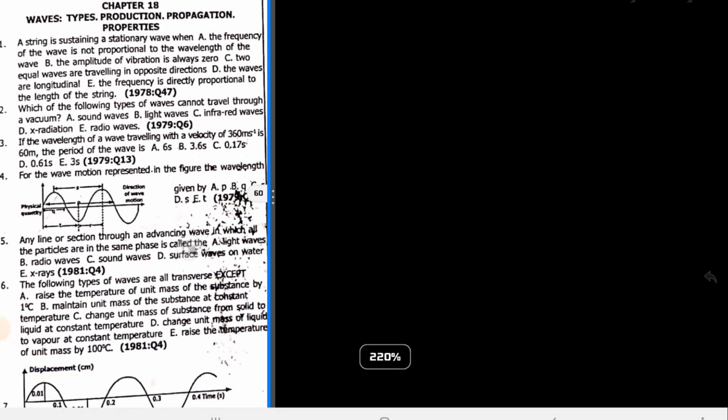All right, welcome. The question here, see this question 3. Let me zoom the question a bit. So, see this question 3. If the wavelength of a wave traveling with a velocity of 360 meters per second is 60 meters, the period of the wave is... So they give us velocity to be 360 meters per second, they give us wavelength to be 60 meters.